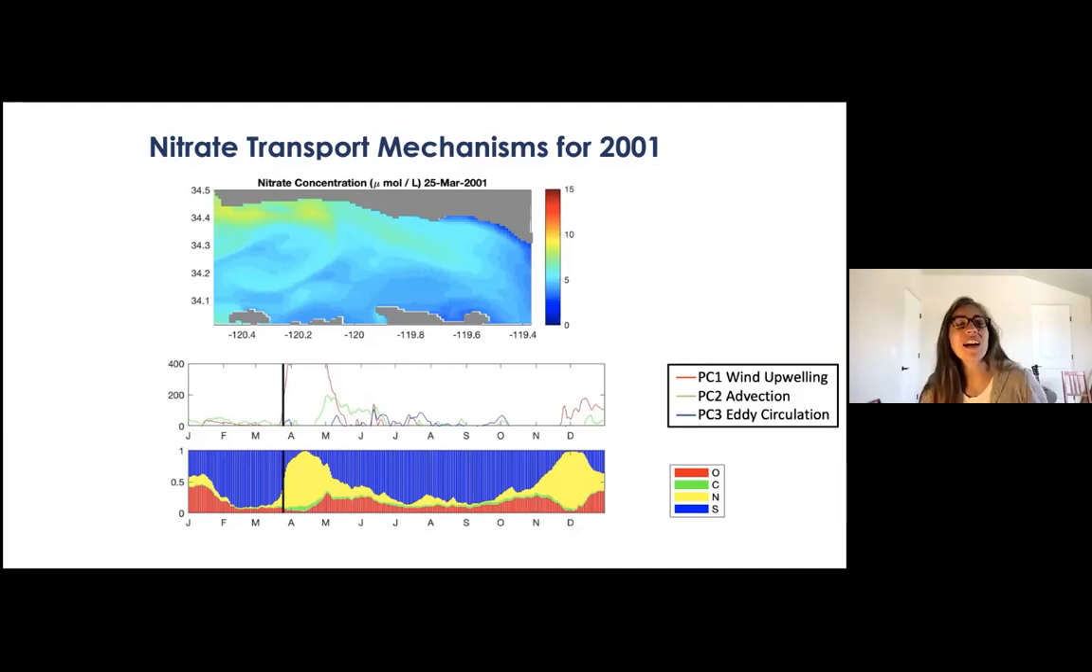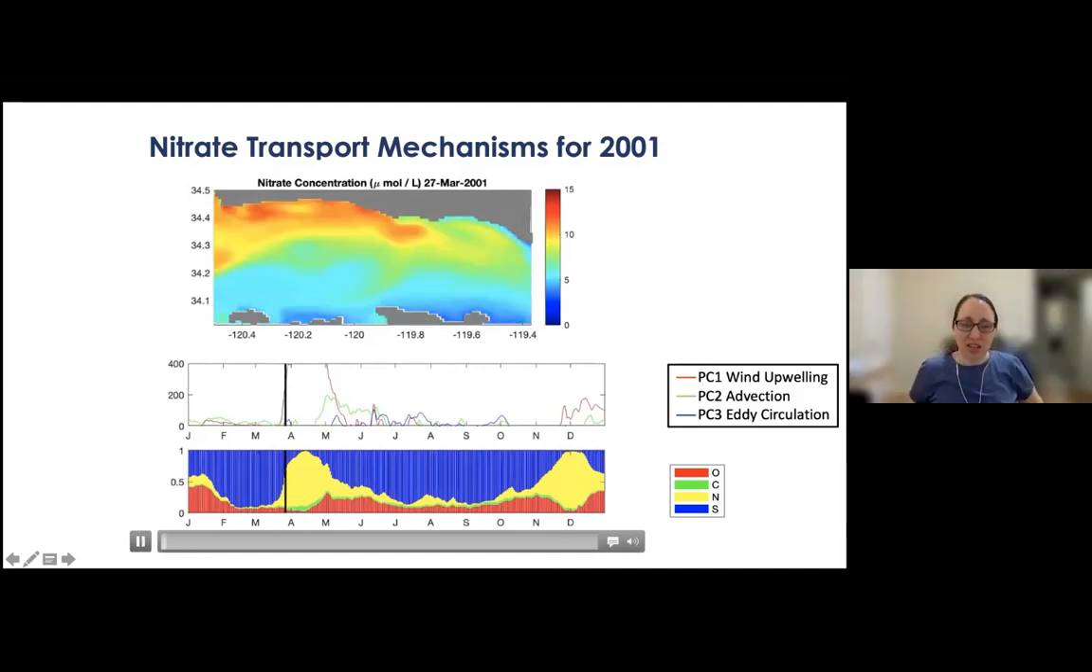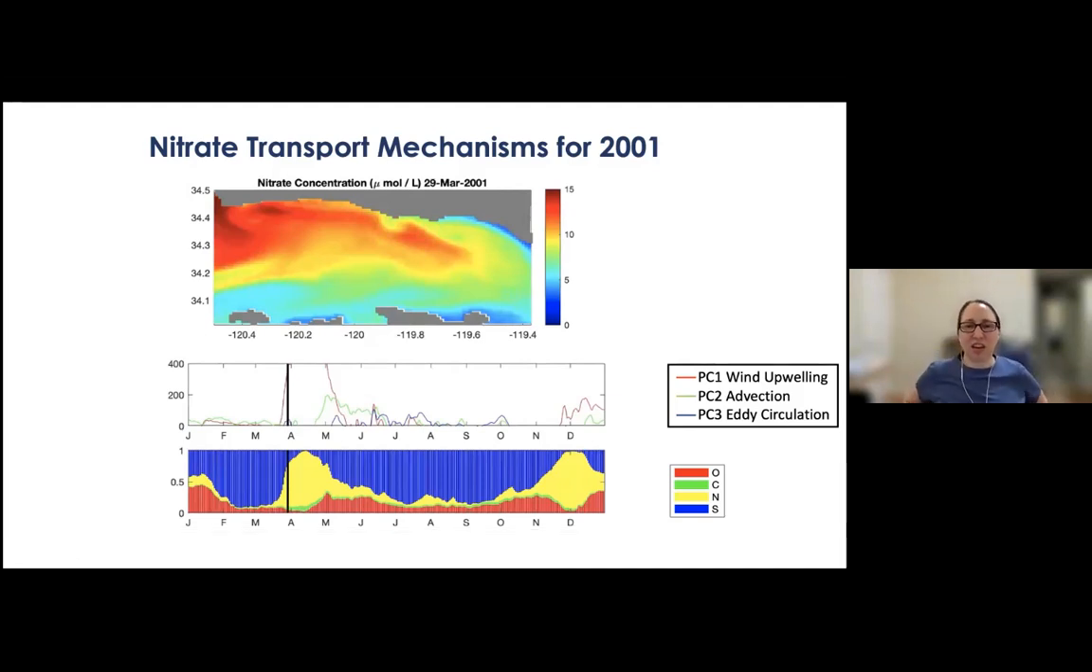I missed what you said the vertical resolution of the model is, and if it's too coarse to be able to get stratification. Yeah, so I actually did calculate stratification. It is not too coarse for that. I'm not showing it here, but that is a variable that I have calculated.